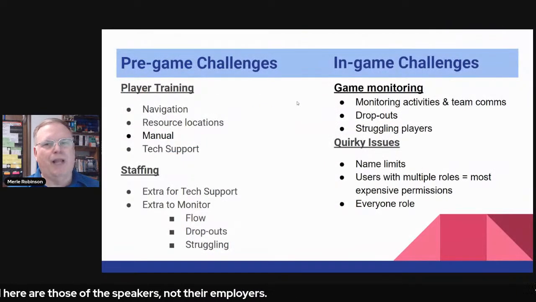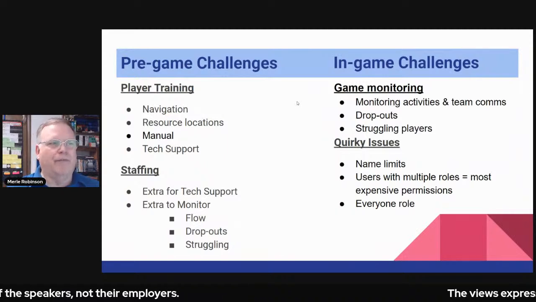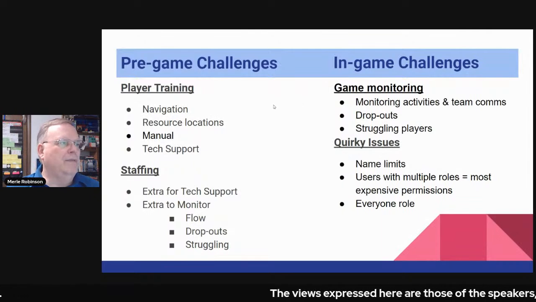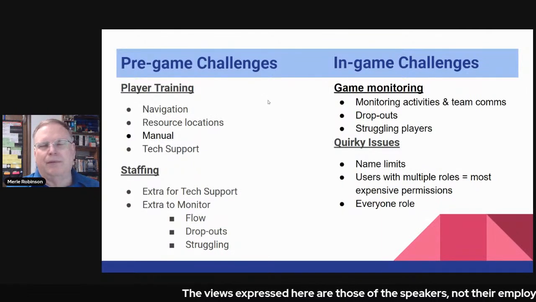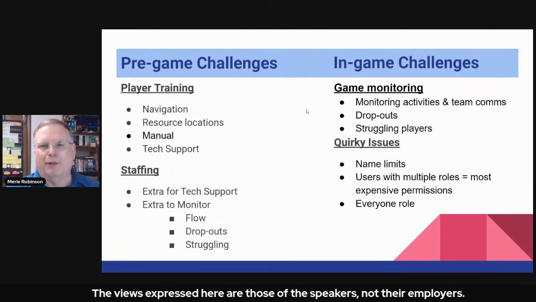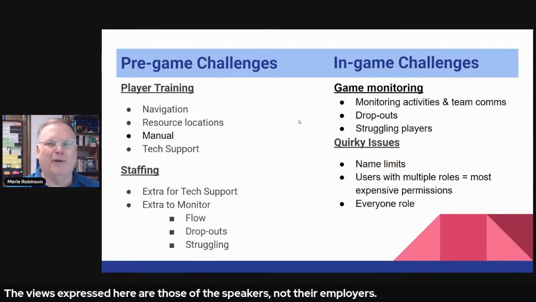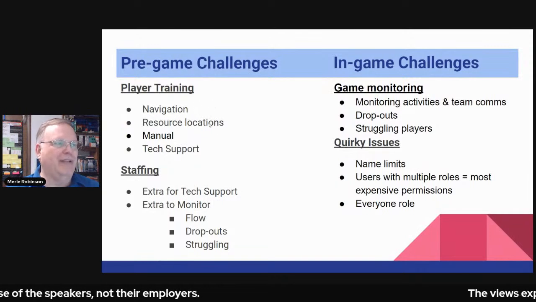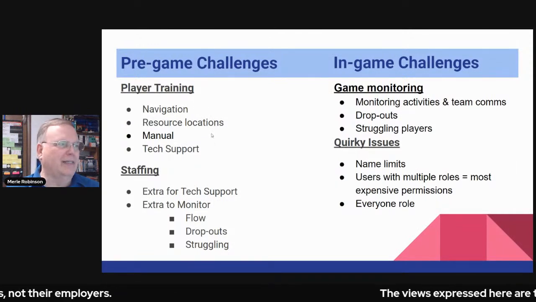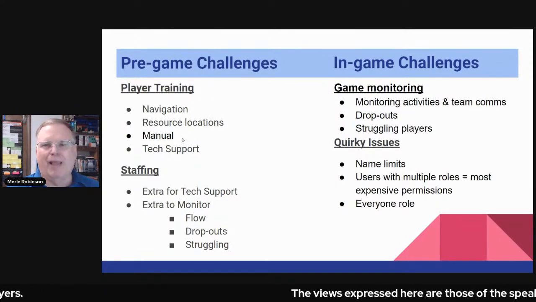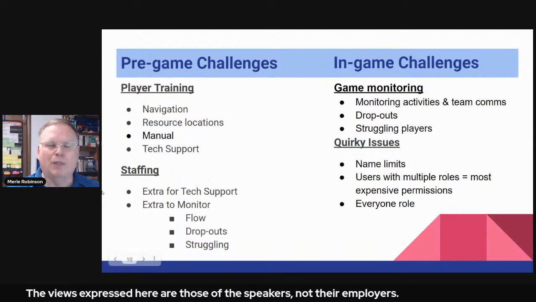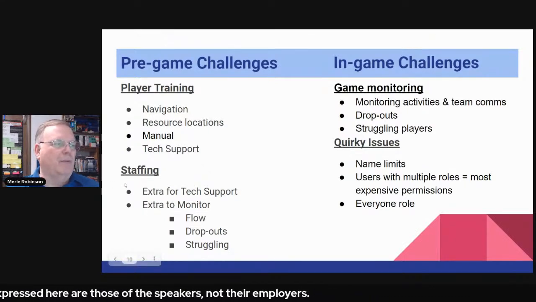Now, that gives you some challenges as you try to use this structured environment in building your game. One is there's an issue with player training. You know, we're going through that to a certain degree here at Connections because you're all trying to learn how to use Discord if you aren't already familiar with it. So there's navigation and resource locations and things like that you have to tell people. There's a manual in some cases, and you have to have tech support. At the very least, you have to have one staffer that's always watching to help people that run into trouble.